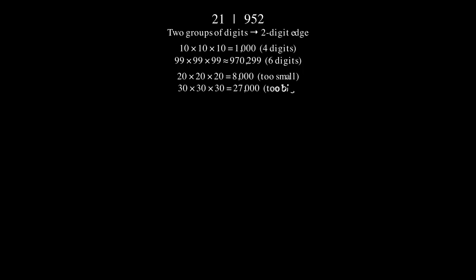20 times 20 times 20 is 8,000, too small. 30 times 30 times 30 is 27,000, too big. So the edge is between 20 and 30. The target ends in 2. Let's check. 1 times 1 times 1 is 1, which ends in 1, so numbers ending in 1 give cubes ending in 1, not what we want.